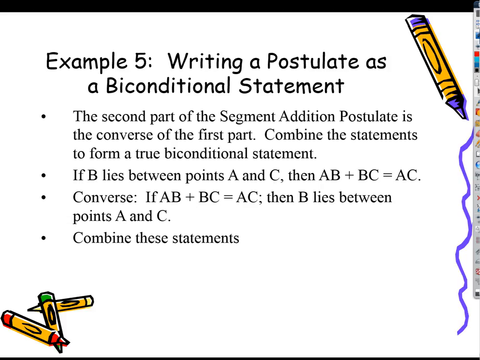If B lies between points A and C, then the length of AB plus the length of BC equals the length of AC. Okay, so is that true? If the length of AB plus the length of BC equals the length of AC, then B lies between? Yeah, it has to be true, doesn't it? Right? So we can combine those statements and make that into a biconditional statement, and that's really what we did. If you might remember when we looked back at that postulate, it was written that way. It was written as you can go in either direction with it.